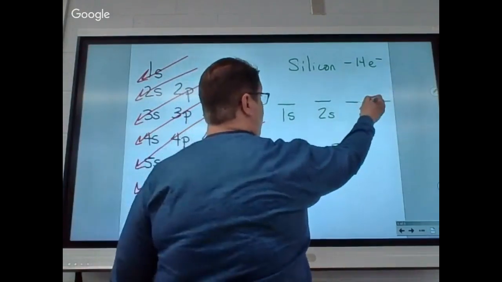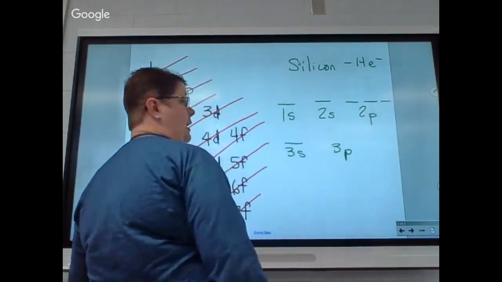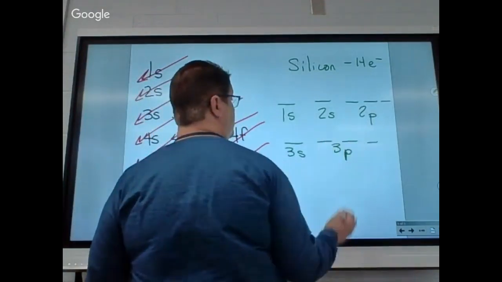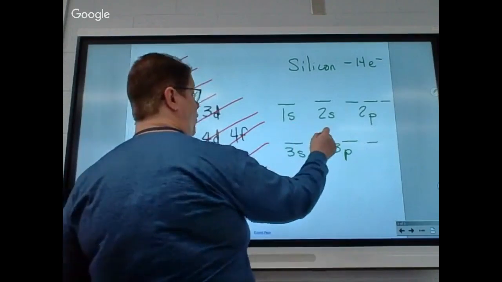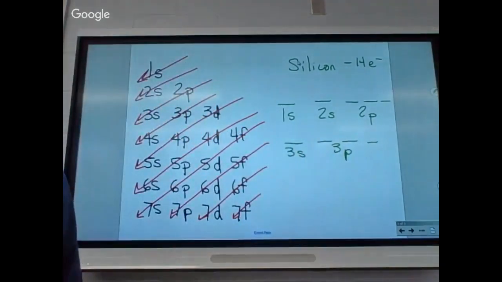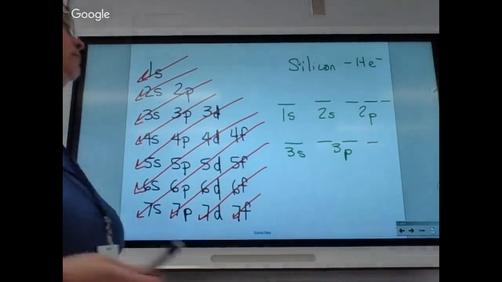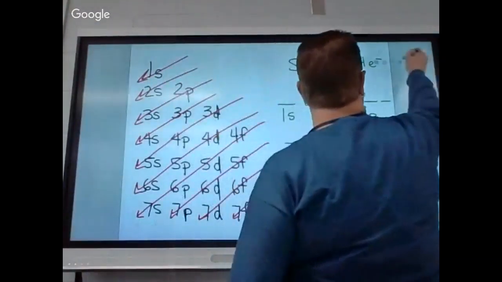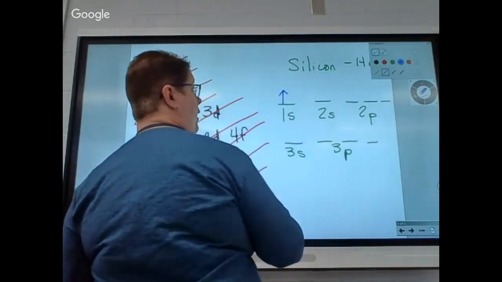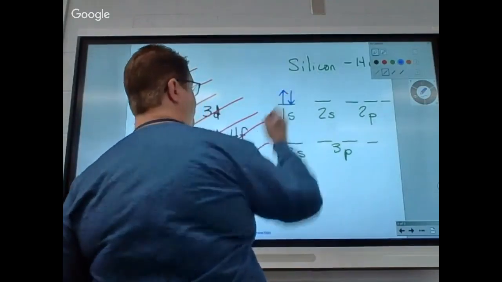Okay, so P can have how many lines? 3. So now we're at 12, 14, 16, 18. So we've got enough space for 18 electrons. So it's enough. All right, so where does the first electron go? The first one. And we do what with it? Up. The second one goes where? Down, because we have to fill 1s.